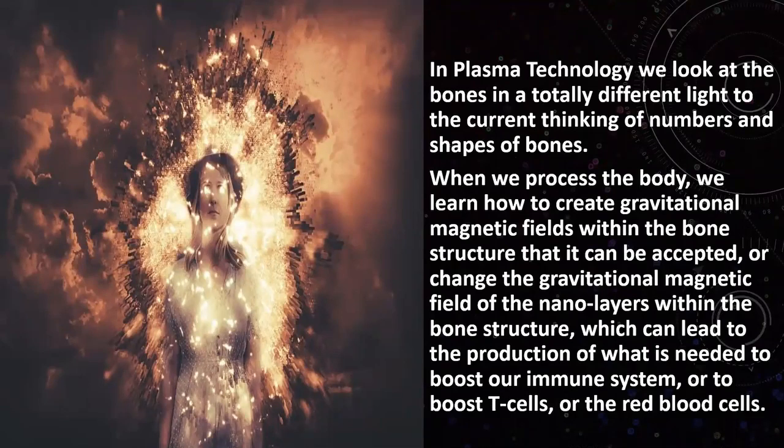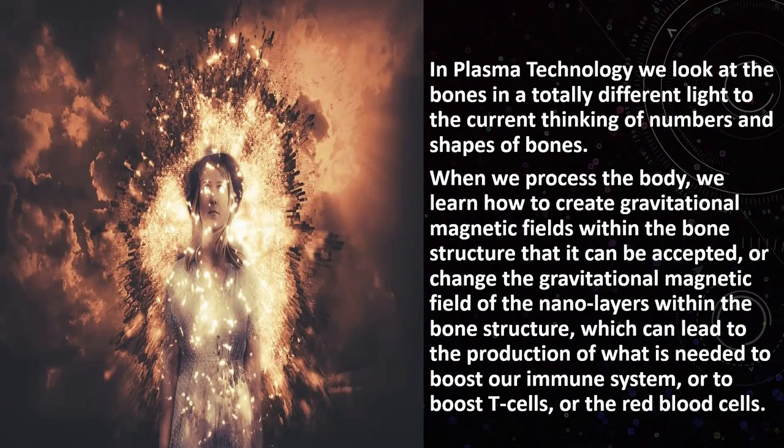In the plasma technology, we'll look at the bones in a totally different light to the current thinking of, well, we've got so many numbers of bones in different shapes and all placed in different areas. When we process the body, we learn how to create different gravitational and magnetic fields within the bone structure, or we learn how we can change the magnetic gravitational fields of our bone structure, which ultimately affects our health through our immune system. So you can see we essentially have direct control over the health of our body, how our body truly functions. And this control is through our emotional state. Through our emotions, we can decide to change our health of our body.